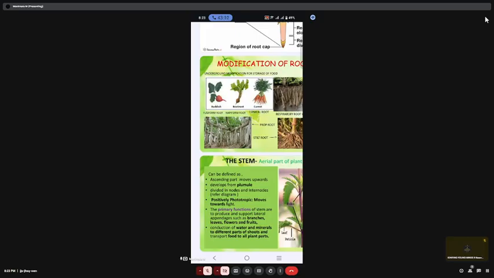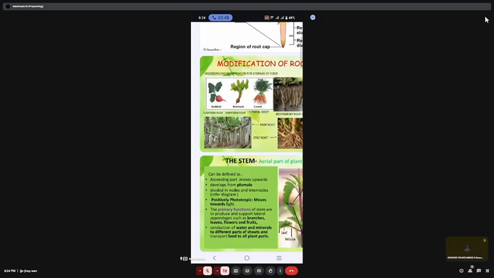So the respiratory root is generally present in the mangrove forest, because this region has waterlogged soil with poor aeration. So the roots cannot get proper oxygen. The roots will come out of the soil and grow, and they have pneumatophores. With the help of these pneumatophores, respiration takes place. So this is about the pneumatophores.